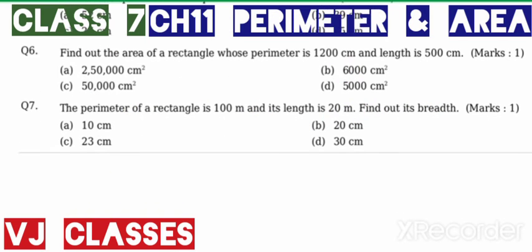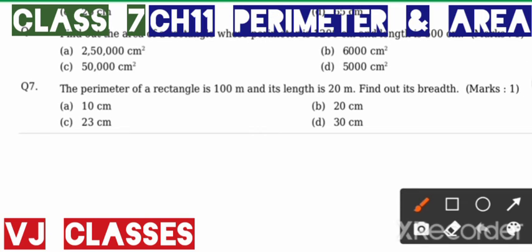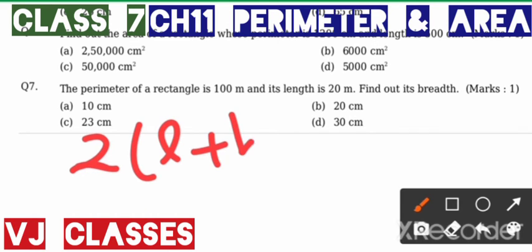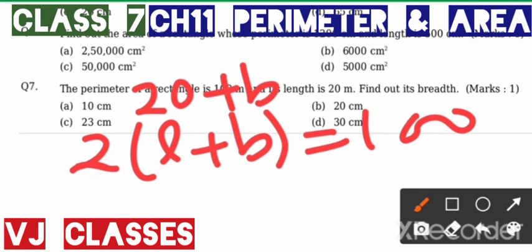Now last question of this sheet is the perimeter of a rectangle is given 100 meter, length is, same question as I explained right now. Let's see one more time. The perimeter is given. Perimeter we know that it is 2 into L plus B and it is equal to 100 is given. So L value is what? L value is 20. Keep there 20. B value we have to find, and this 2 we are sending other side.